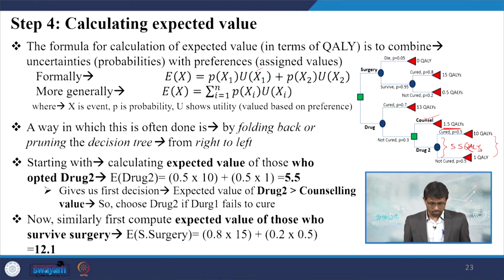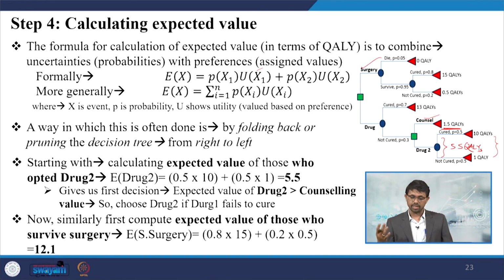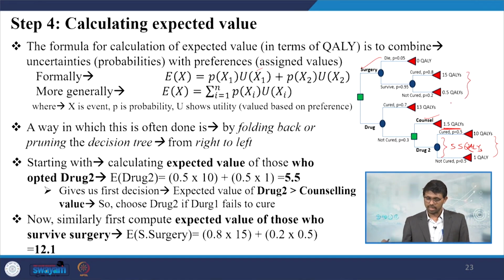Similarly, first compute the expected value of those who survive surgery. You can just see in the case of surgery, the expected value of surgery again is at the final node with the qualities there. So, 0.8 is the cured probability. So, 0.8 times 15, 15 is the qualities, and 0.2, that is 20%, of 0.5. So, this boils down to 12.1. Now you can take a decision whether this is better than the other or not.